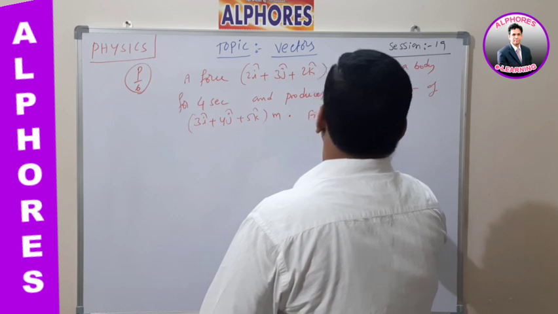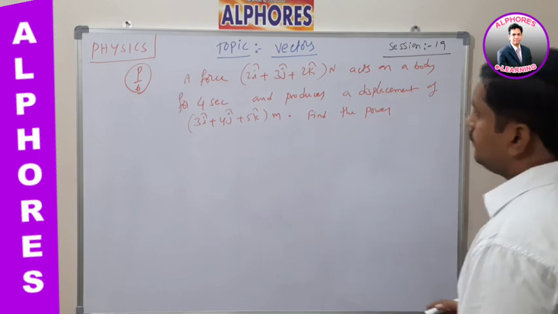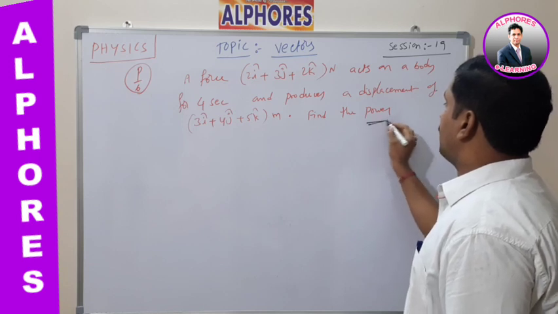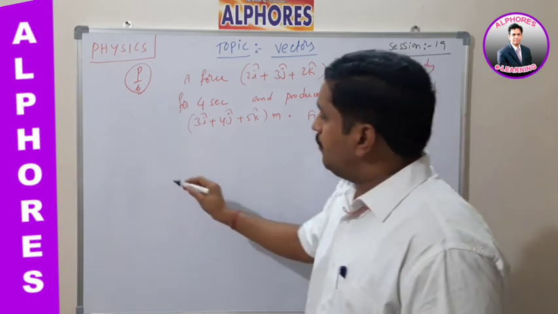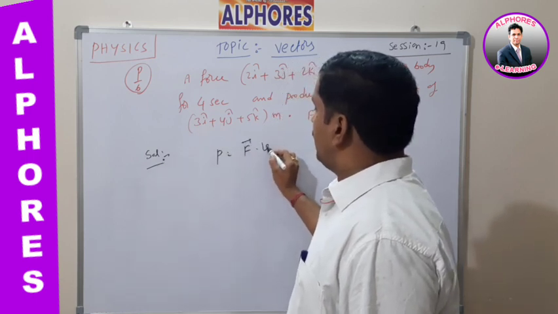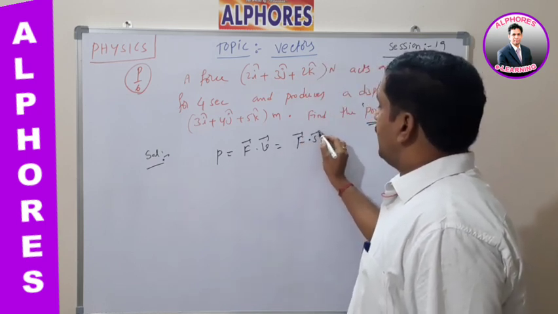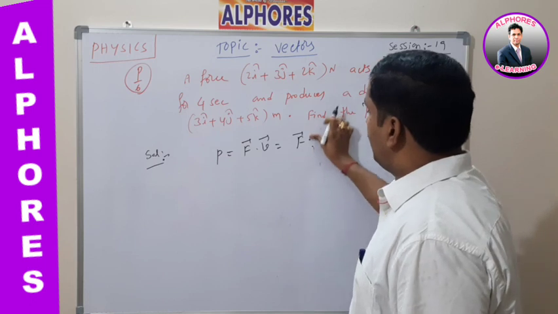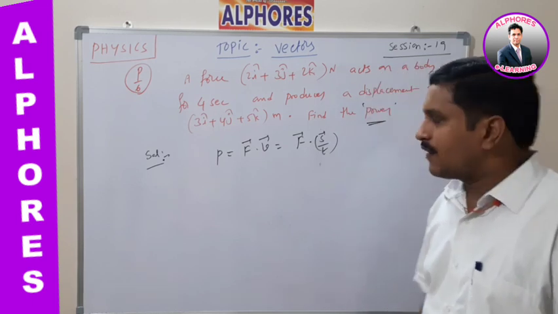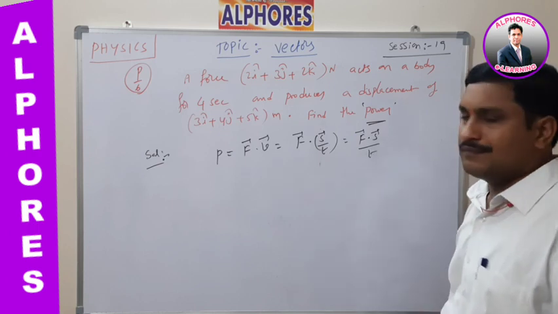Find the power. So listen carefully. What is the power? As per the solution, we know the equation for power: power is equal to F bar dot V bar. This can sometimes be written as F bar dot S bar by T also. Why? Because this formula is derived from the basic formula, S bar by T. Is it correct or not? So this can be written as F bar dot S bar by time T.